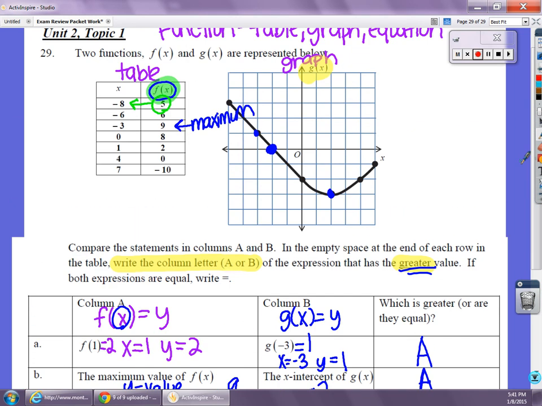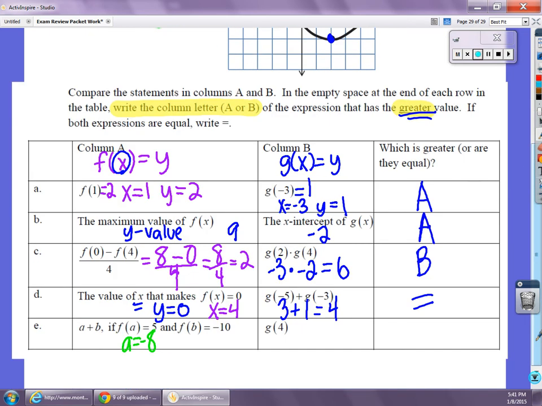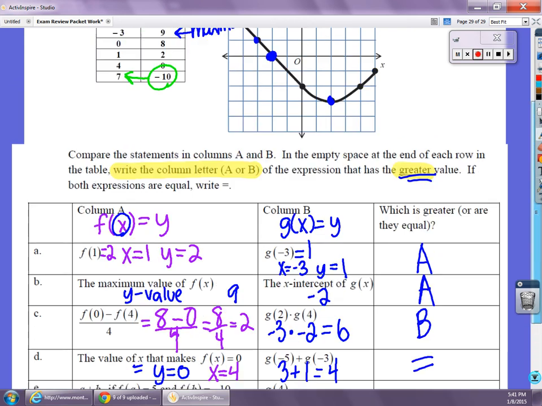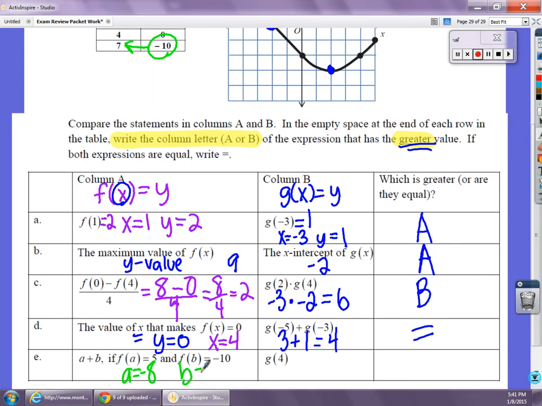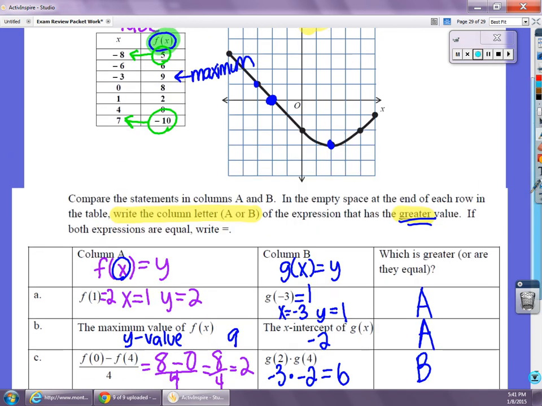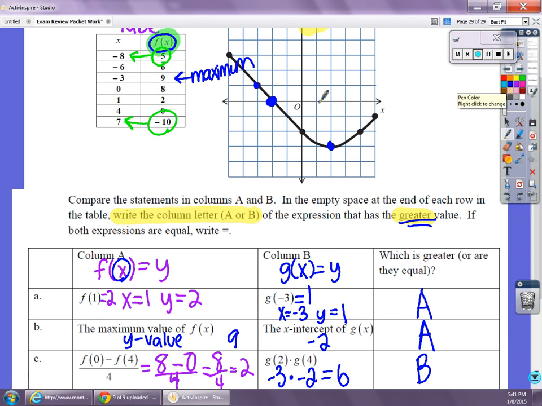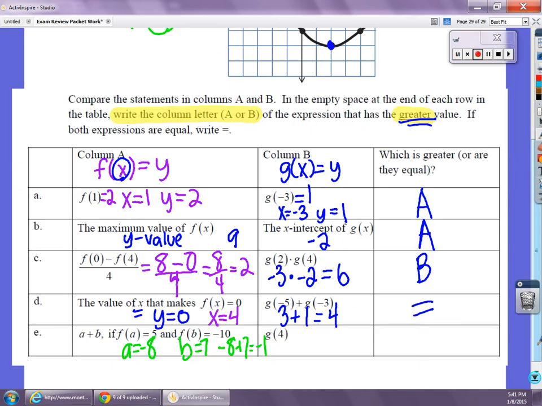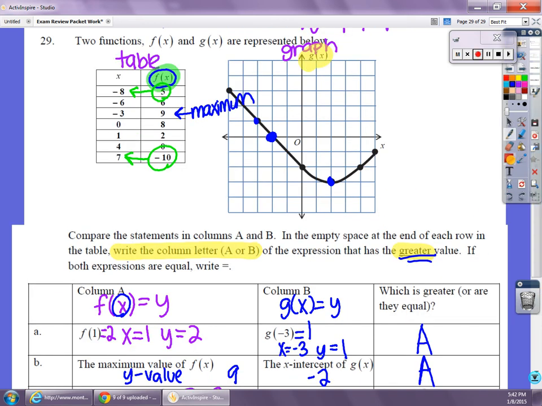And when y equals negative 10, it's x we're looking for. So x equals, what was that? I forgot already. 7. So b equals 7. And then we want to know a plus b. Well, negative 8 plus 7 is negative 1. And g of 4, so when x equals 4, 1, 2, 3, 4, y equals negative 2. So in this case, again, column A is greater. Column A really won that battle there, and that is going to do it for number 29.